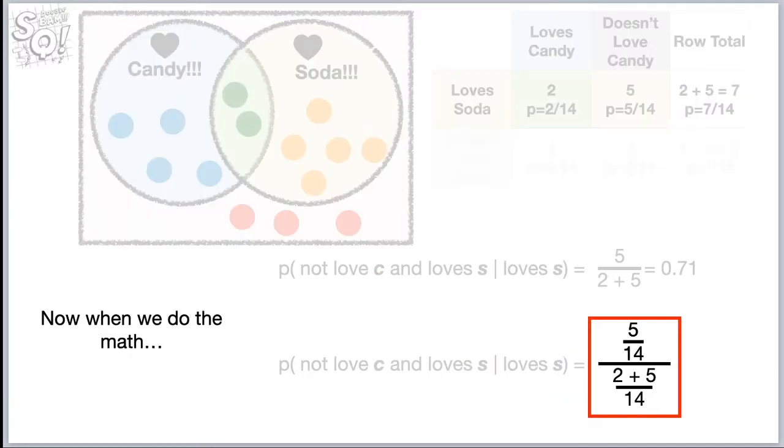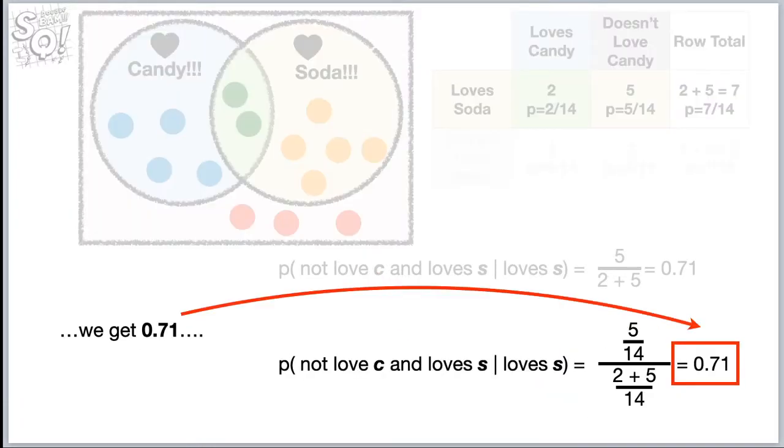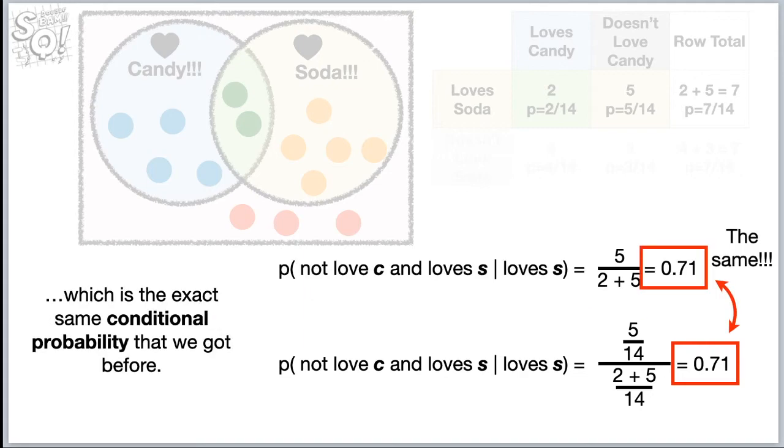No big deal. Now when we do the math, we get 0.71, which is the exact same conditional probability that we got before. And that makes total sense, right? When you divide the top and bottom by the exact same number, nothing changes because you're essentially dividing by 1, because that number will cancel itself out. So we really have done nothing to the equation.